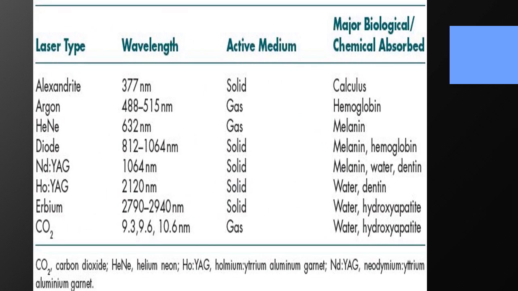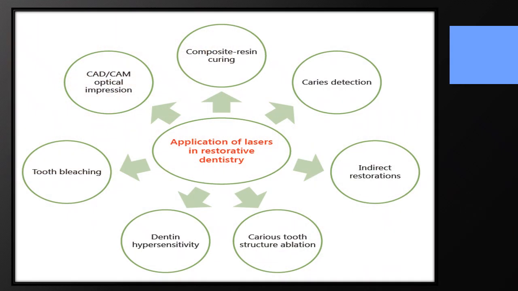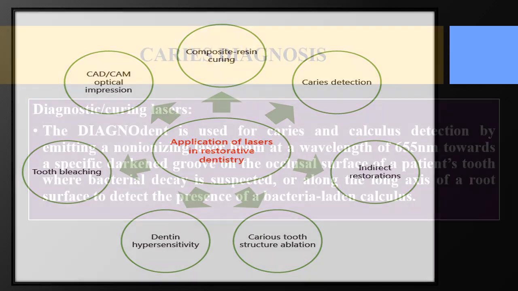So, use of lasers in conservative dentistry. Here is the schematic representation showing the use of lasers in conservative dentistry, which includes tooth bleaching procedures, dentin hypersensitivity management, carious tooth removal, indirect restoration, detection of caries, composite curing, and CAD/CAM in optical impression.